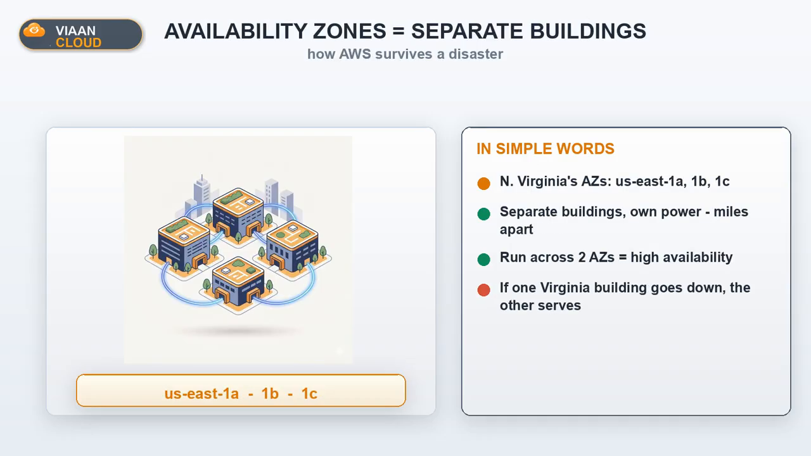Inside each region sit availability zones. Think separate buildings. North Virginia has several, named us-east-1a, 1b, and 1c. They're miles apart with their own power, so if one Virginia building loses power, the others keep running. That's the secret to high availability. You simply spread PhotoApp across 2 of them.